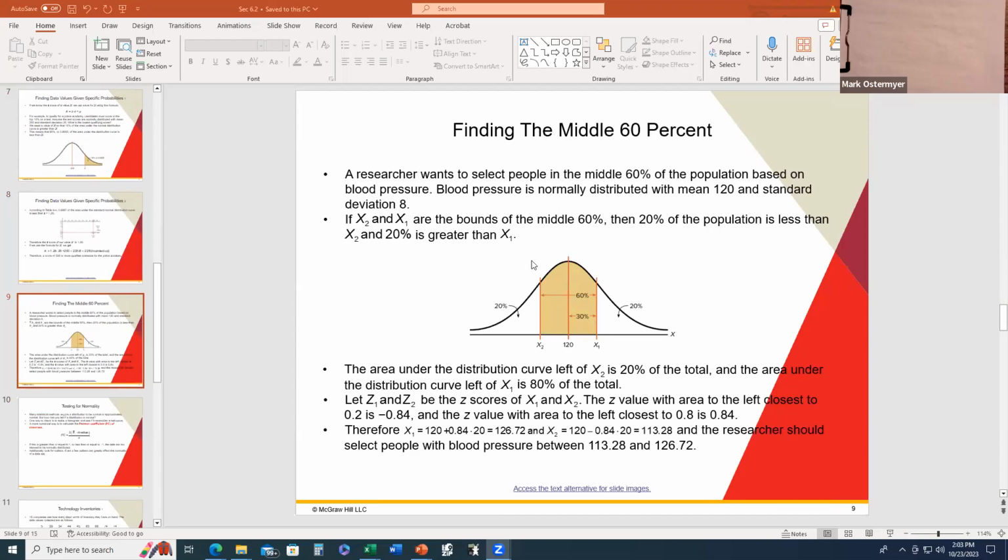Okay. All right, here's an interesting one. A researcher wants to select people in the middle 60% of the population based on blood pressure. Blood pressure is normally distributed with a mean of 120 and a standard deviation of 8. I don't know what the units are.